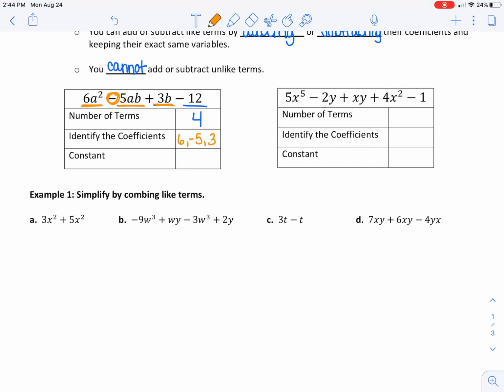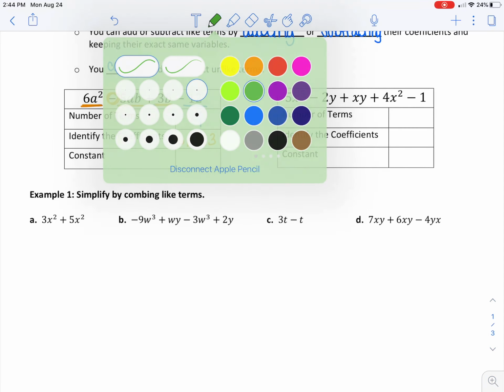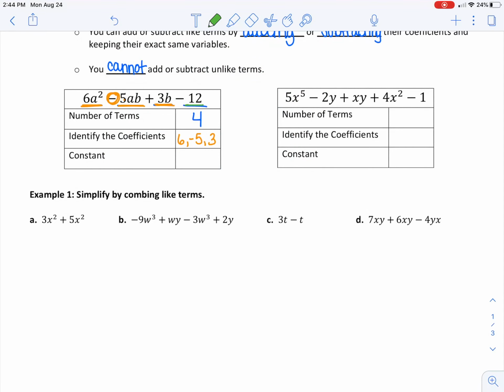Now the negative 12, that does not have a coefficient. That is a constant term. So that actually is what's going to go in that third box. We have a constant, a number by itself, of not 12, but negative 12, because there's that negative sign in front.